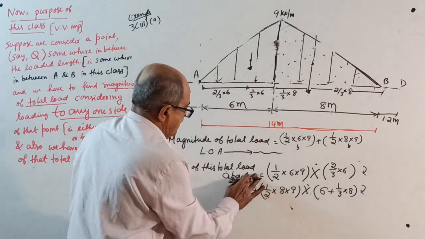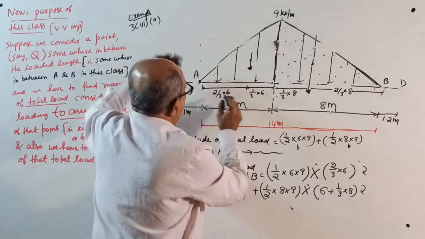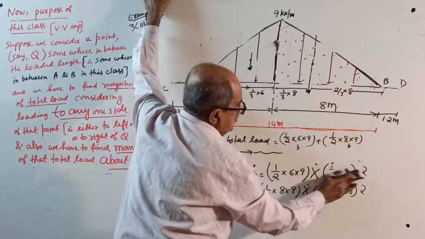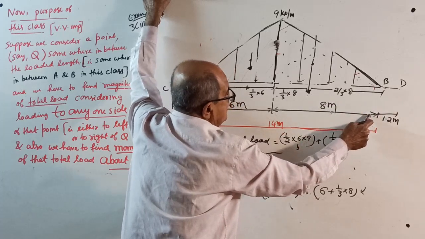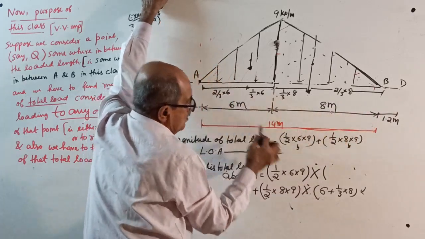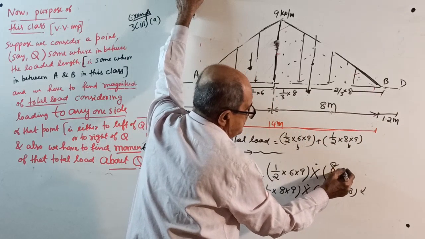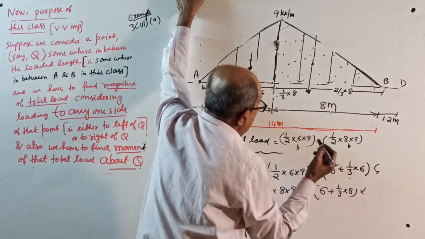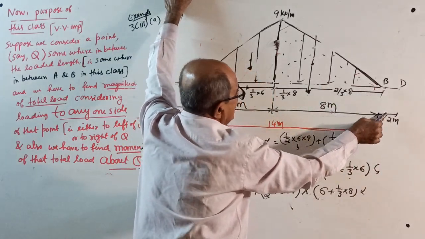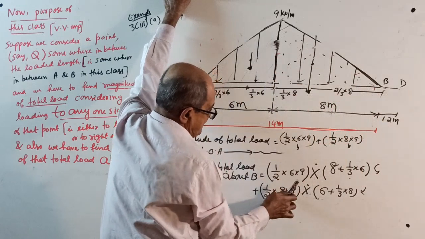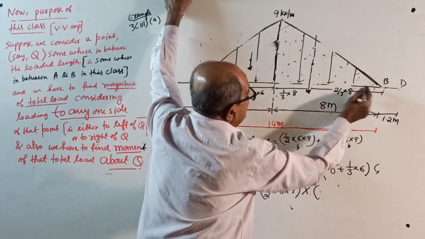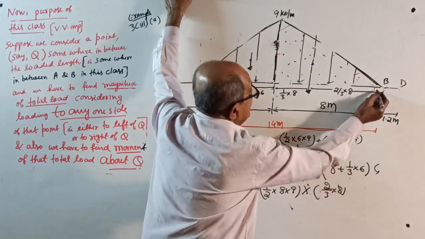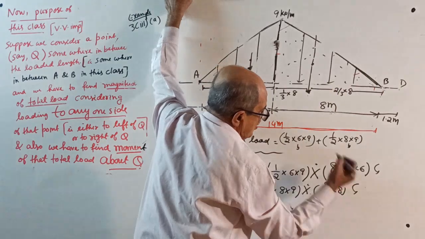Now, moment about B. Half into 6 into 9 into about B is 8 plus 1/3 of 6, 8 plus 1/3 of 6 anti-clockwise, and one more load, half into 8 into 9 is next load into directly 2/3 of 8. See, directly 2/3 of 8 anti-clockwise.